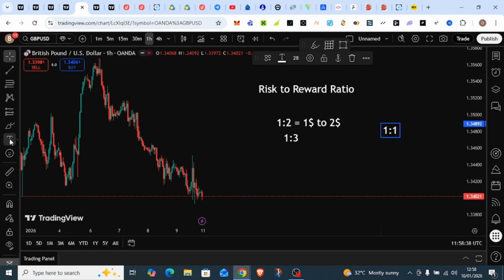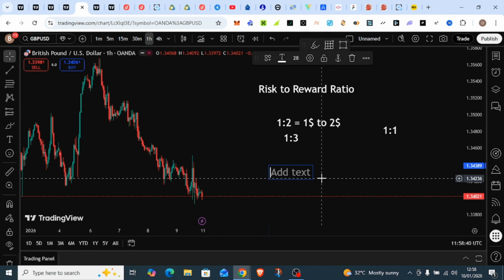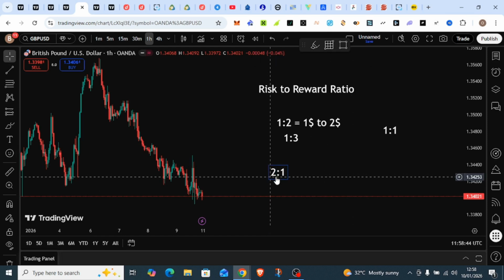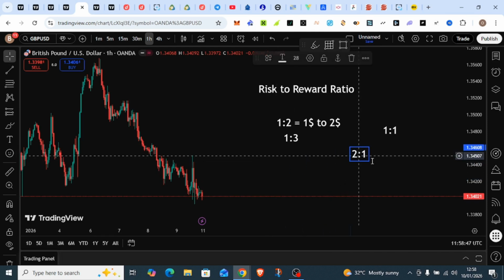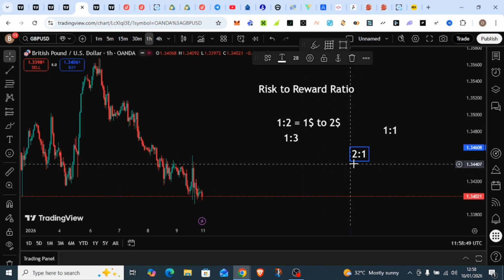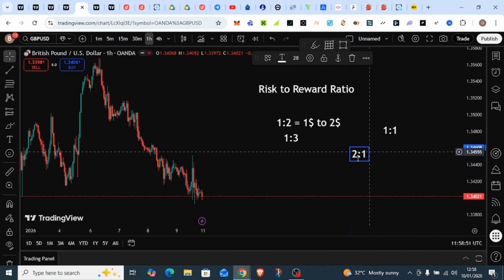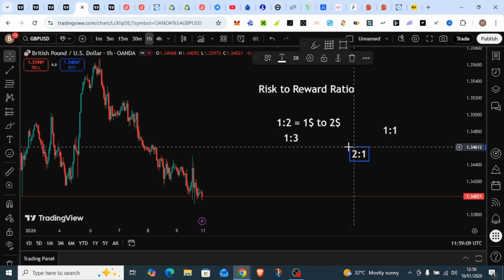Then if you have 2:1, it means you are risking $2 to make $1, which is very bad. This is not a good risk to reward ratio. So don't even try this 2:1. We are going to do all the calculations and I'll give you all the details you need to really understand risk to reward ratio. So let's continue.